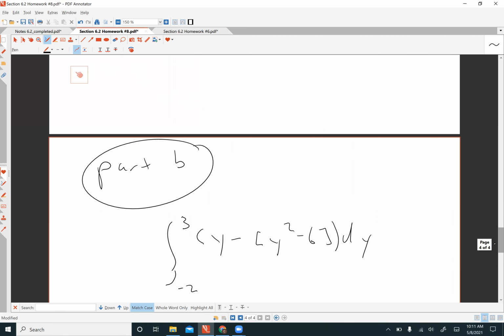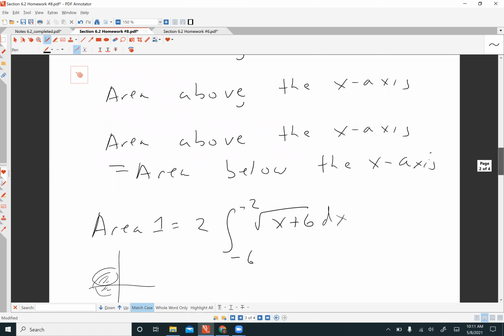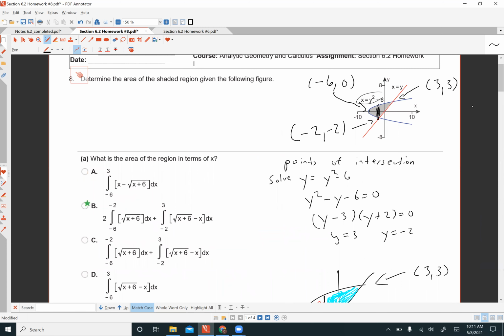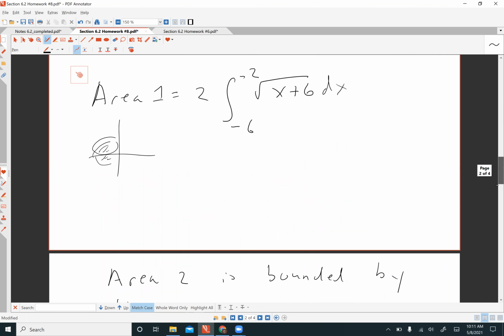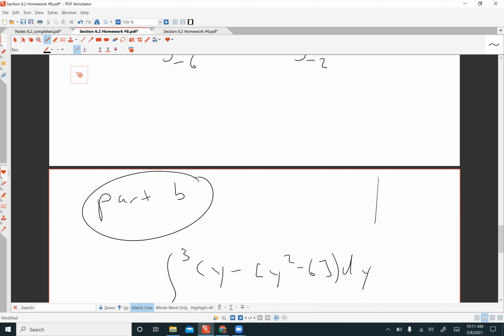Now for the second part of the problem, we're going to integrate along the y-axis. It's kind of hard to see because I've taken so many pages, so let's go back to the original function right here. We have the curve x equals y, and the curve x equals y squared minus 6. Let me see if I can vaguely draw it. Probably not a great drawing.